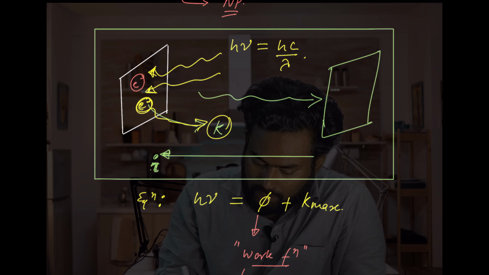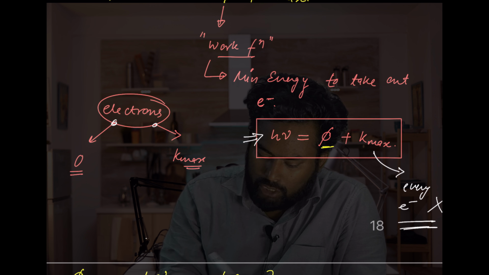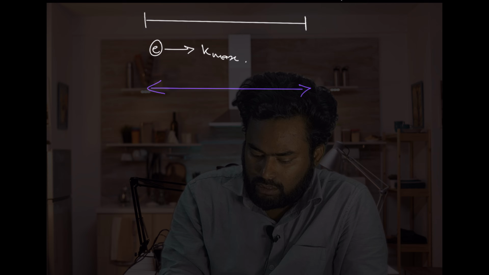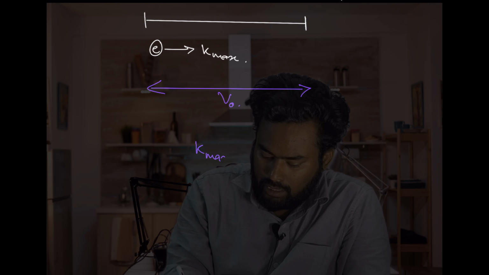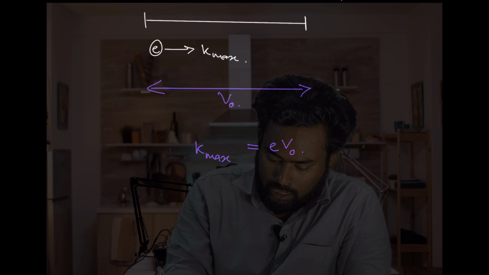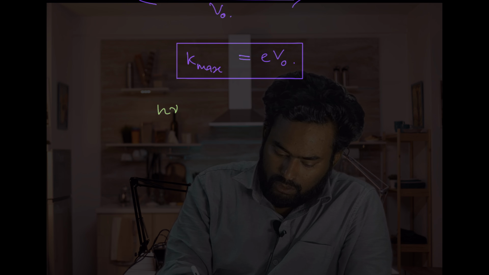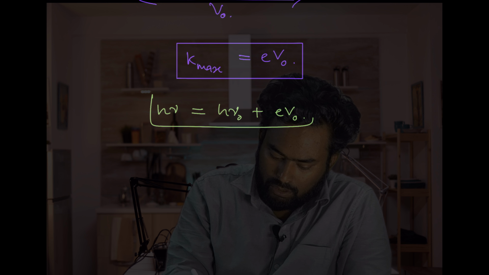Now see, if the electrons are coming out with some energy, there will be some reading of current. If we apply potential in the opposite direction, suppose these electrons are moving with k max. If you want to stop these electrons, you will have to provide an opposite potential. If the potential is V naught, then k max kinetic energy will go to the potential energy, that is eV naught. So k max can also be written as eV naught. Now h nu equals h nu naught plus eV naught.